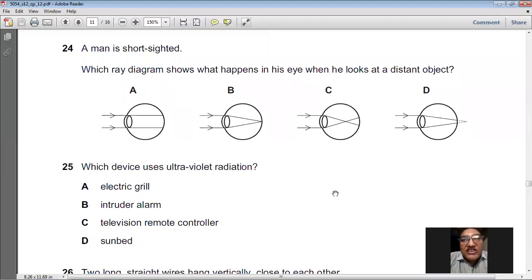A man is short-sighted. Which ray diagram shows what happens in his eye when he looks at a distant object? When you are short-sighted, the main problem with the lens of your eye is that it bends the light too much. So the focal length of the eye lens becomes shorter. So what happens? The light is focused before the retina. The light should be focused on the retina. So C is the right choice. Question 24, C is the right choice.